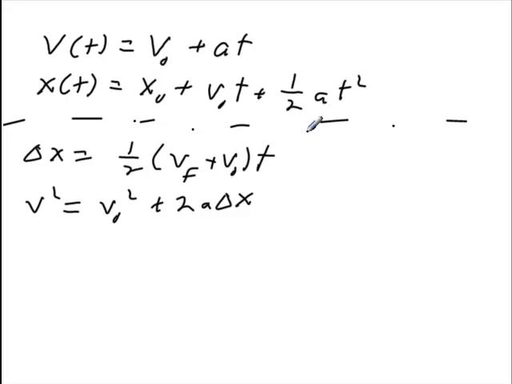This one you can find by solving the top equation for acceleration and using it to eliminate acceleration in this equation. This one you can find by solving the top equation for time and using it to eliminate time in this equation. There's a number of other variants, and sometimes it's easier just to go back to the definitions. So that's our review of kinematics.